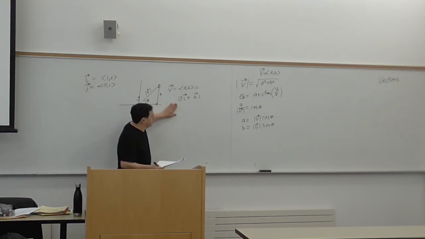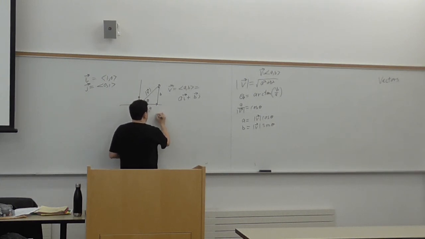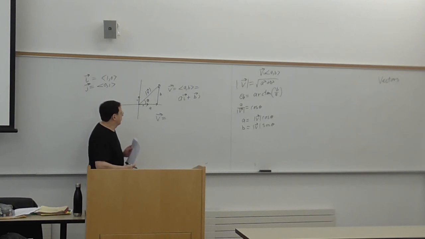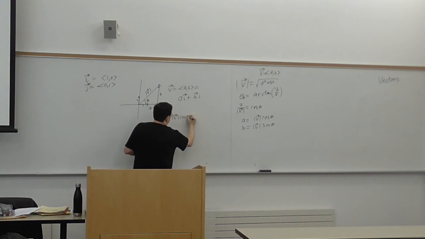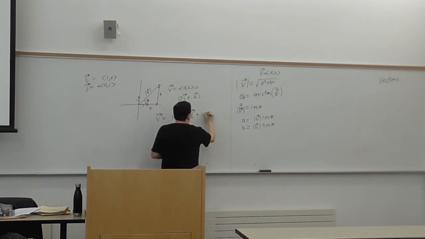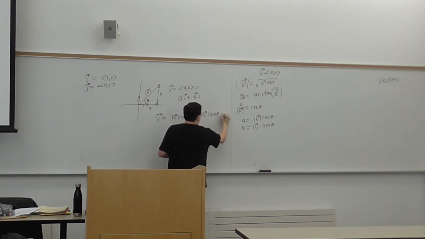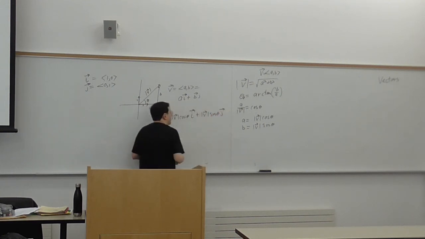Lastly, we can use this notation here, and we can write the decomposition of a vector. Well, a is the norm of v times cosine theta, times my unit vector i, plus the norm of v times the sine of theta times my component vector j.